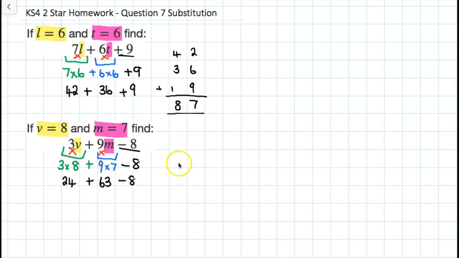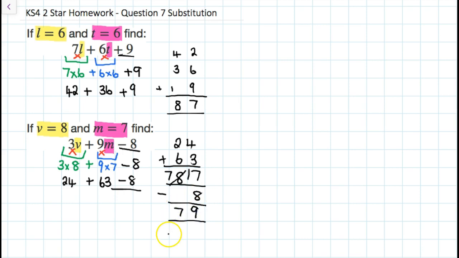We're going to do a column method down the side just to make sure we don't lose our marks now, remembering that this is a minus 8, unlike the all addition up here. So to start off with, we're going to do the 24 add the 63. That gives us an answer of 4 add 3 is 7, 6 add 2 gives us 8. We are now going to take 8 away from that answer there. 7 take away 8 can't be done, so we need to borrow from the 8 to make it a 7, give to the 7 to make it a 17. 17 take away 8 gives you 9. 79 is our answer there.